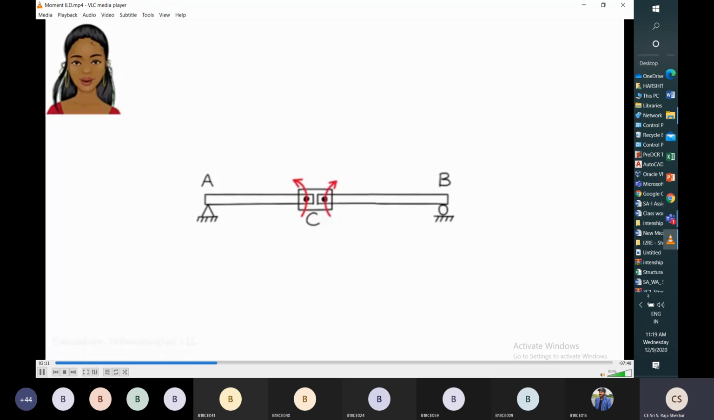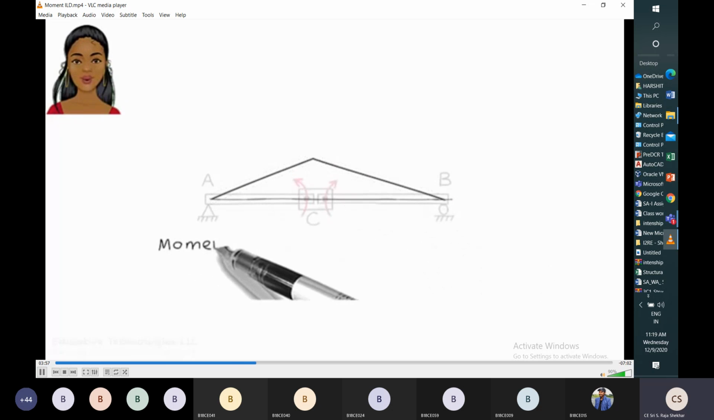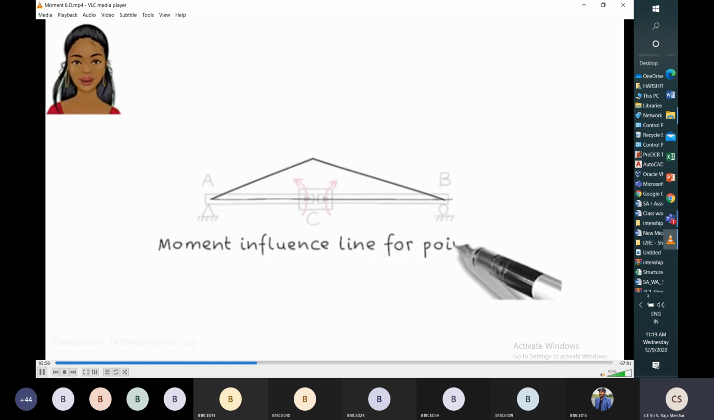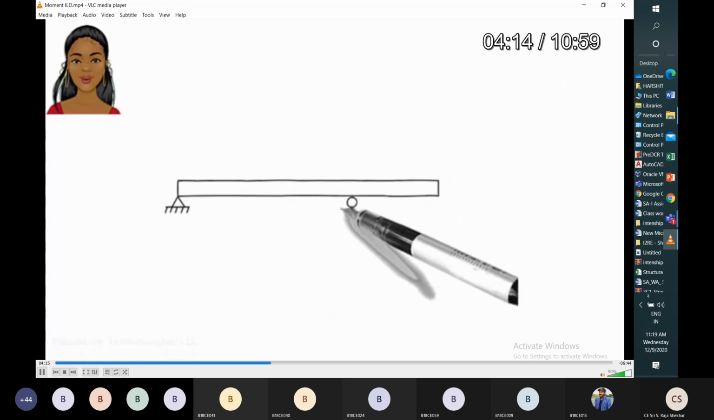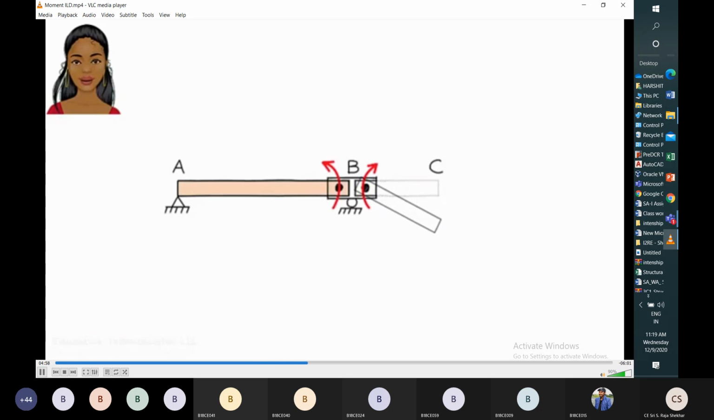Moment influence line at section C. So this is a deformed shape of the member. We are applying positive shear at section C. So this is the deformed shape of the member. So this is the moment influence line for the point C. This is a variation of the moment influence line for the particular overhanging beam.